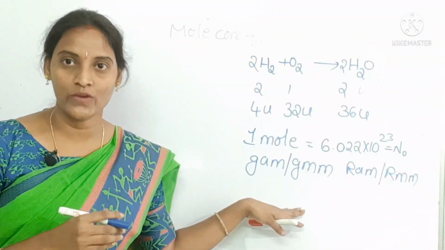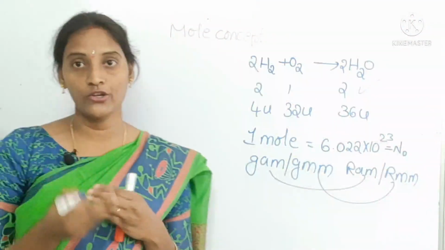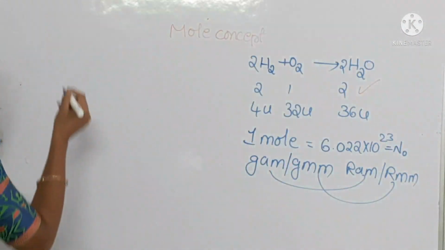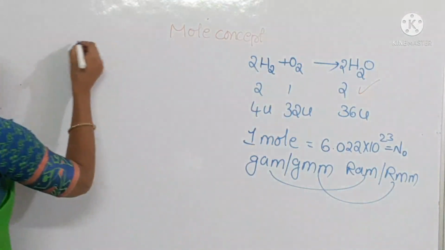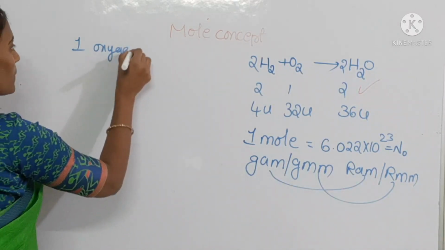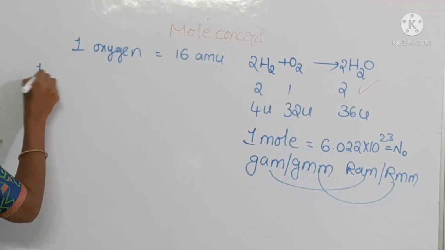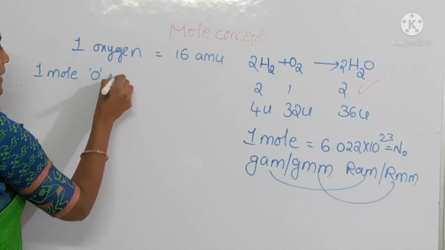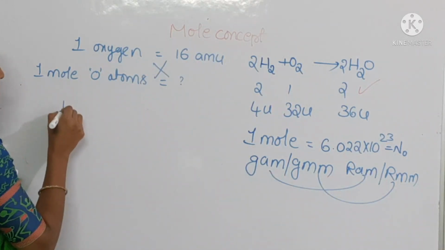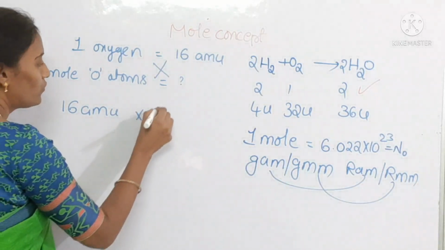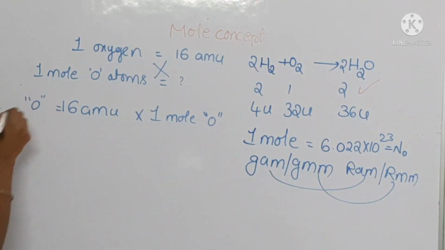See, how can you correlate these two values? Nothing but gram atomic mass and relative atomic mass, gram molecular mass and relative molecular mass. Just take an example, students. Suppose you want to tell the weight of 1 mole of oxygen atoms. To that one, first of all, the relative atomic mass of 1 oxygen atom is equal to 16 AMU, students. After that, I want to know the weight of 1 mole of oxygen atoms. How can you calculate? You just do cross multiplication. Then you will get 16 AMU into 1 mole of oxygen atoms. This is equal to the weight of 1 mole of oxygen atoms, students.